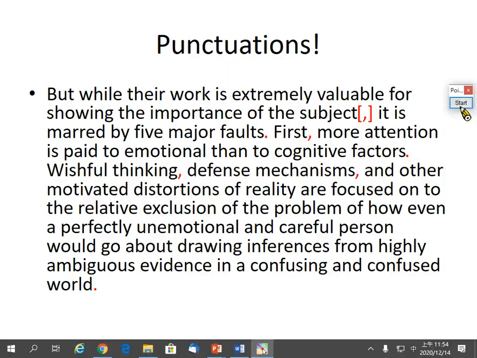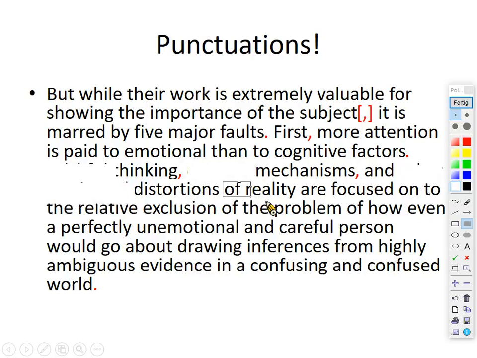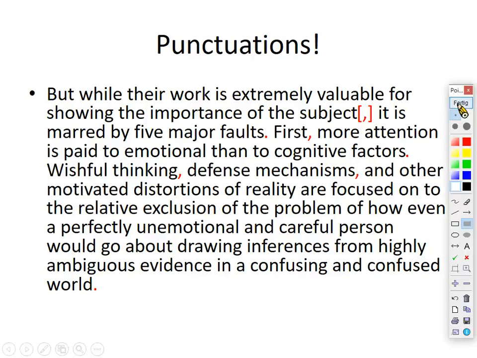But if we change this to, let's say, "thinking, mechanism, and distortions" are focused, then do we need a comma here? No, we don't, because they are only simple words, right? Thinking, mechanism and distortion, so we should take this away for the convenience of the reader's understanding. That's it. But the original sentence is long. There are three verbal phrases over there, right? So that's why we need to provide a comma: A, B, and something. Okay?